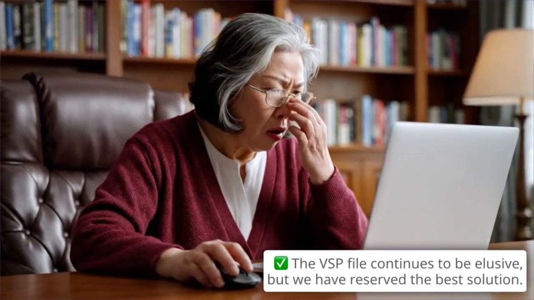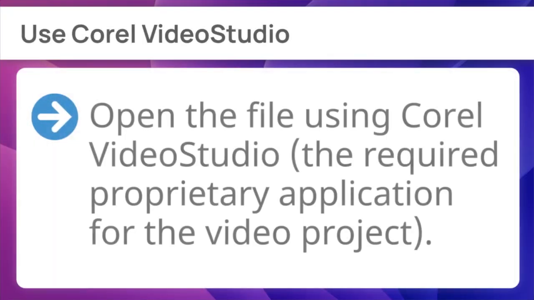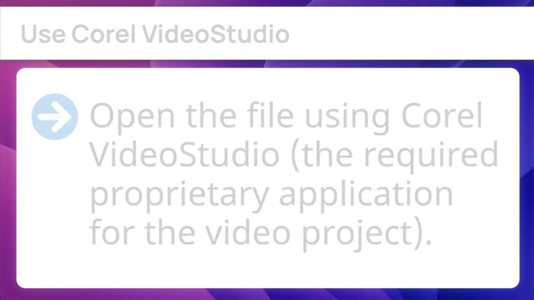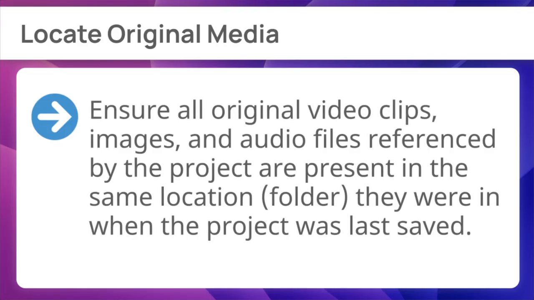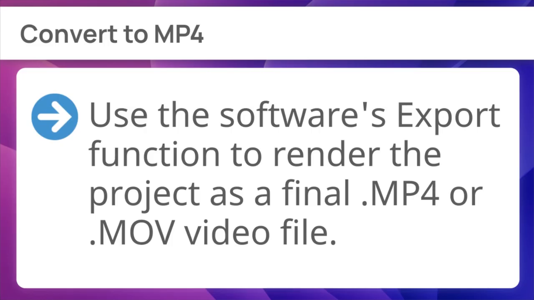We're moving into the next phase with the 3 essential steps to unlock it. First, use Corel VideoStudio. Open the file using Corel VideoStudio, the required proprietary application for the video project. Next, locate original media. Ensure all original video clips, images, and audio files referenced by the project are present in the same location, folder they were in when the project was last saved. Finally, convert to MP4. Use the software's export function to render the project as a final MP4 or MOV video file.